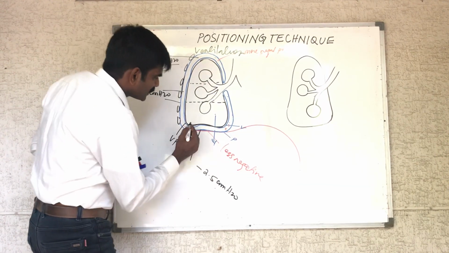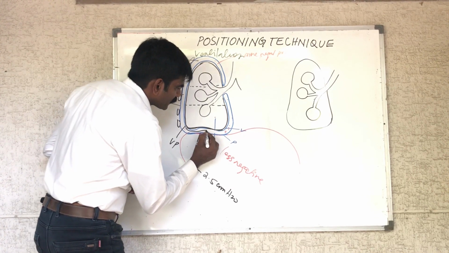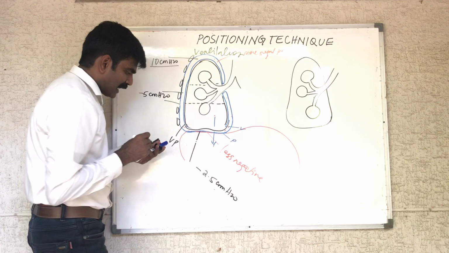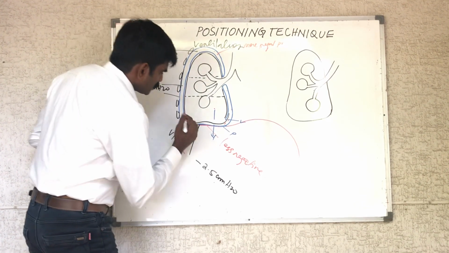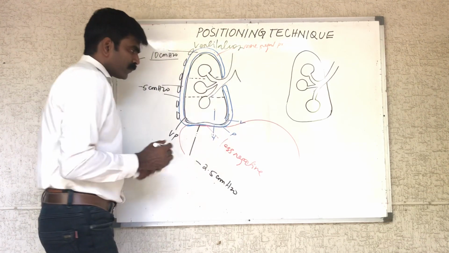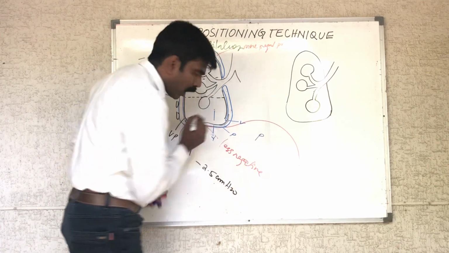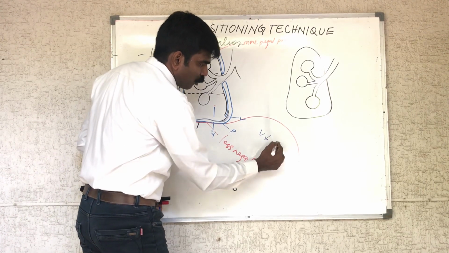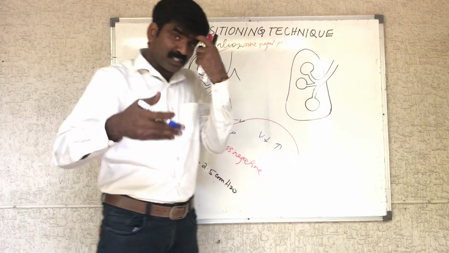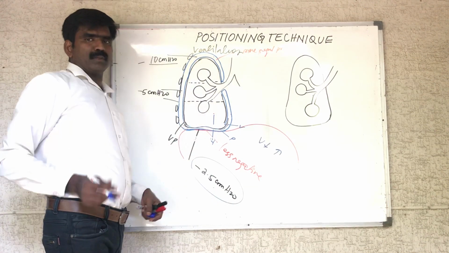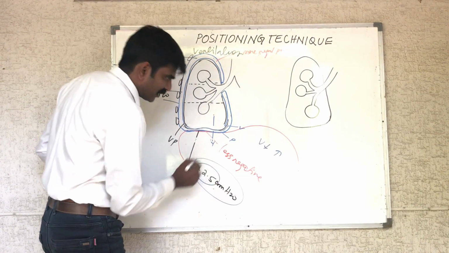That is the reason why the space between the parietal pleura and visceral pleura is less here. So the intrapleural space is less, and the intrapleural volume is less. When volume is less, you know pressure is more. Pressure more means it is towards positivity. So it is less negative here.